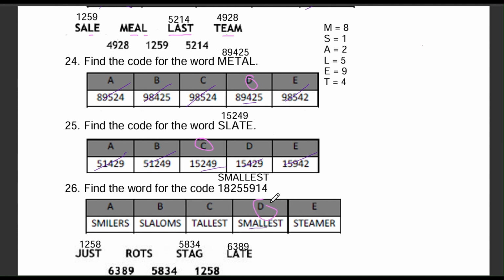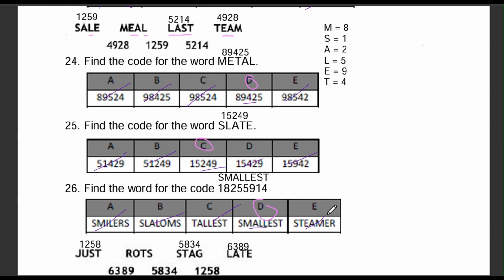Let's decode this. Using the next key, 1 is S, 8 is M, 2 is A, 5 is L, 5 is L again, 9 is E, 1 is S, and 4 is T. So that spells out SMALLEST, which makes smallest. And why not the others? Simply put, A, B, C, and E just don't decode to the digit string we were given.